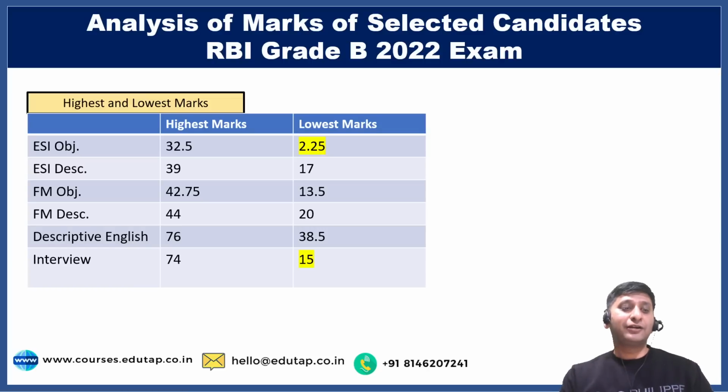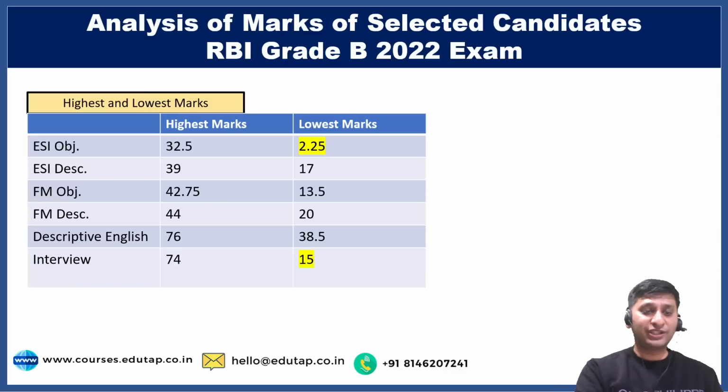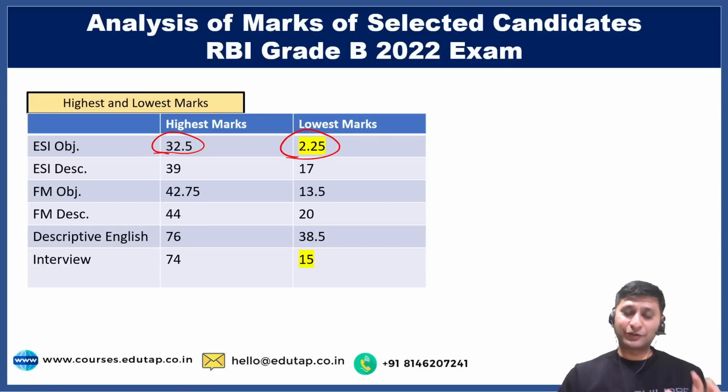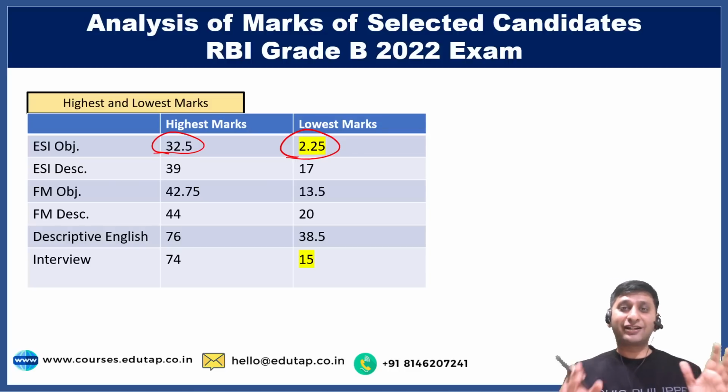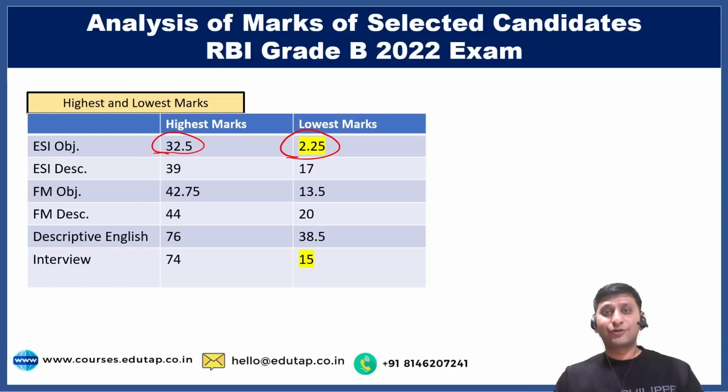but still since we are comparing highest and lowest, in your ESI objective 32.5 is the highest and lowest is 2.25. Now many people were saying that ESI objective was very tough. No doubt it was tough, but then there are people who are scoring around 33 marks even in spite of that being tough. So I think it's all about filtering the right content and reading and retaining it. You can score good even in a tough paper.